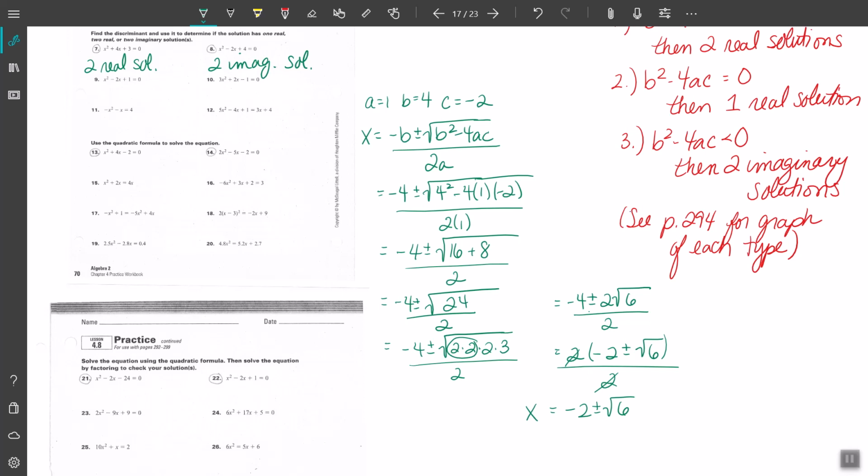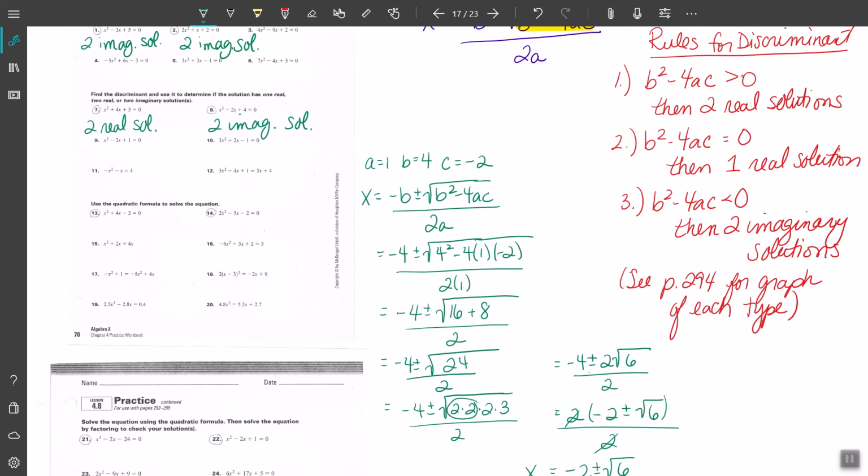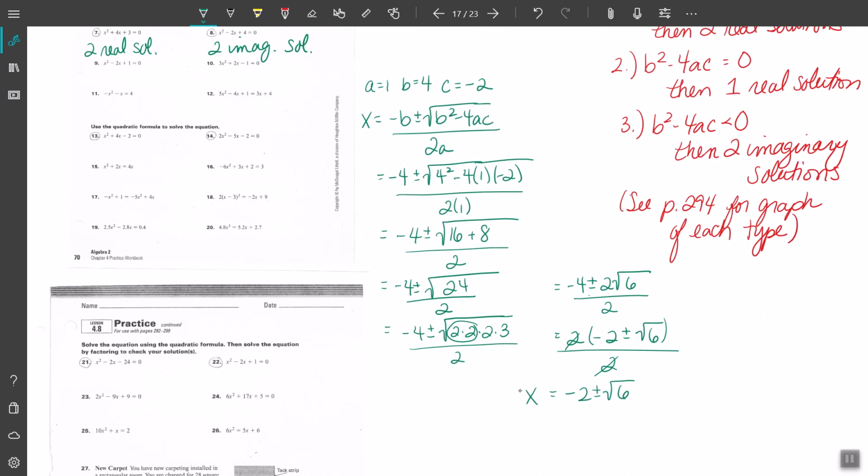So that lines up with that first option at the top up here, which states that we should end up with 2 real solutions. And we can see that that did happen. We did end up with 2 real solutions. So if the discriminant and your final answer don't end up matching up, then you know that you did something incorrect with your arithmetic in the steps somewhere, in the quadratic formula.